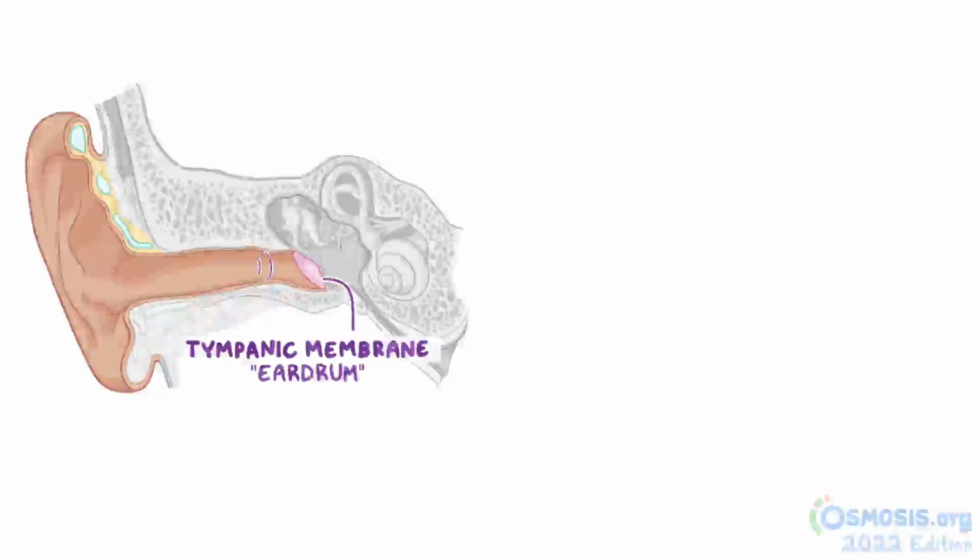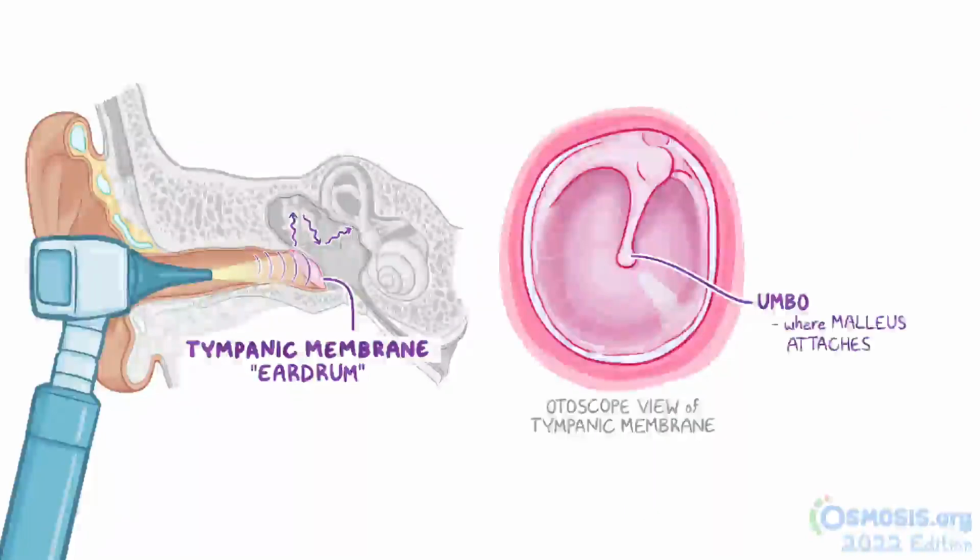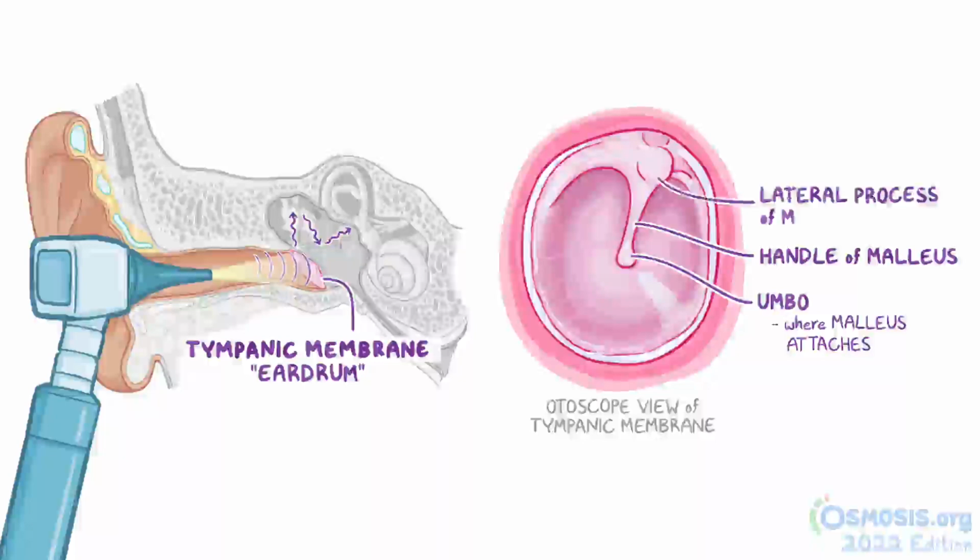When sound waves hit the tympanic membrane, it vibrates and transfers the vibration to the three auditory ossicles of the middle ear. If you take a look through an otoscope, you will notice the tympanic membrane is concave externally, with the center of the concavity called the umbo. One of the ossicles, called the malleus, attaches to the internal surface of the tympanic membrane. The handle of the malleus extends superiorly from the umbo. At its end, there's the lateral process of the malleus, which can be seen as a small lump.